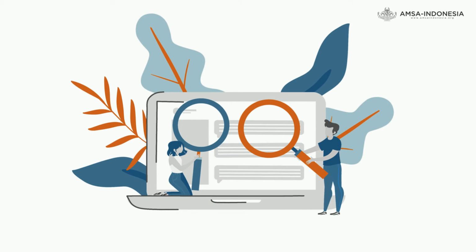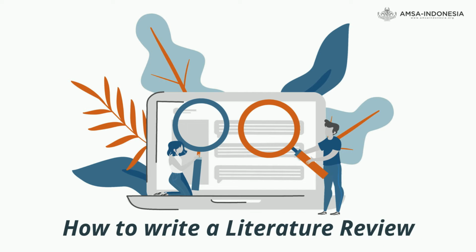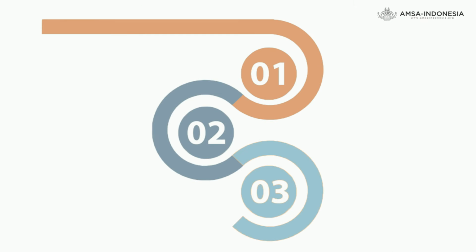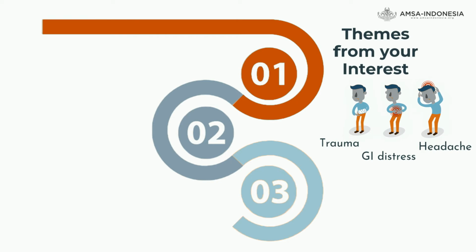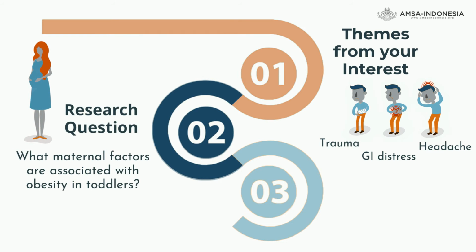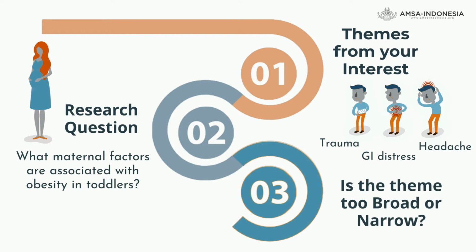Now, let's delve deeper into it. How exactly do I write a literature review? First, look for themes in your area of interest and develop a research question. Ensure that your research question is not too broad or narrow.